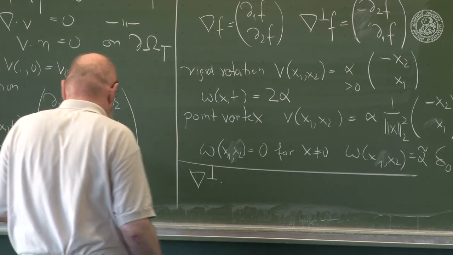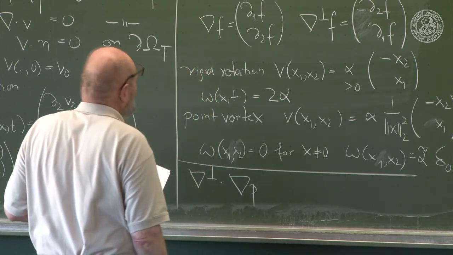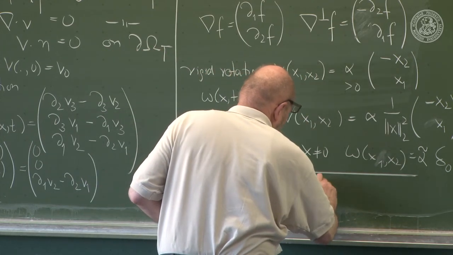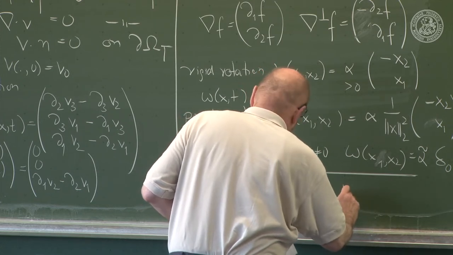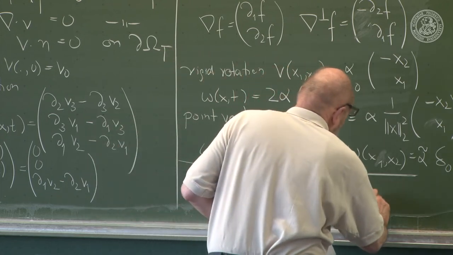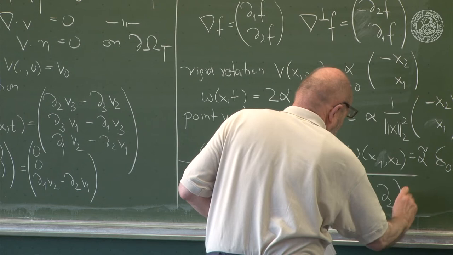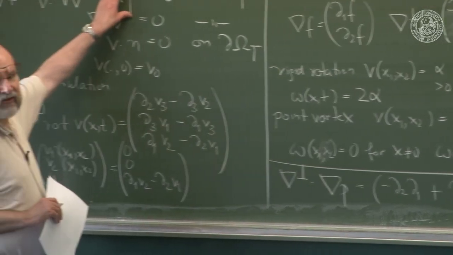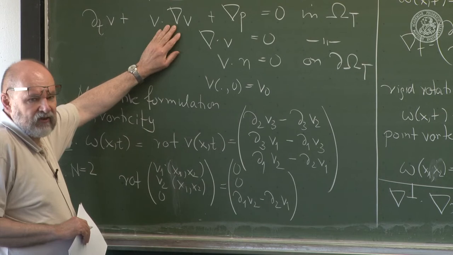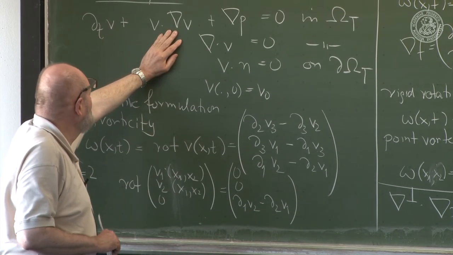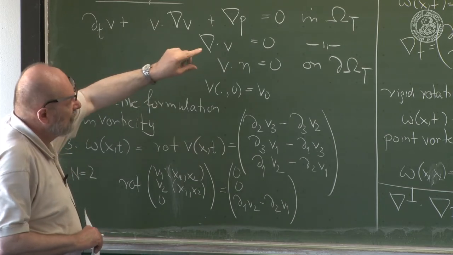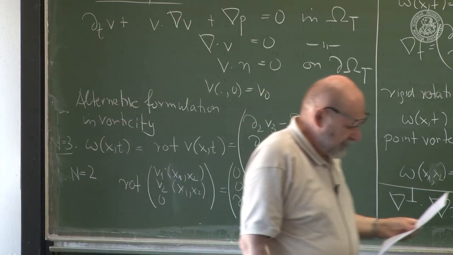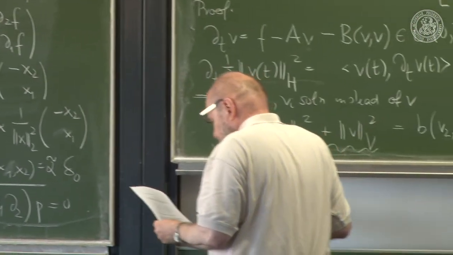So if we apply this to a gradient function, what do we do? We apply the negative second derivative to the first derivative, and then in the second component, we apply the first derivative to the second derivative, and of course, this is zero. So if we do that, this term is gone. If we do the operation with the nonlinear term, we have to put, so to speak, the twisted operation, the rotation operation, on both of the components. So let's see what that means. Let's put it.